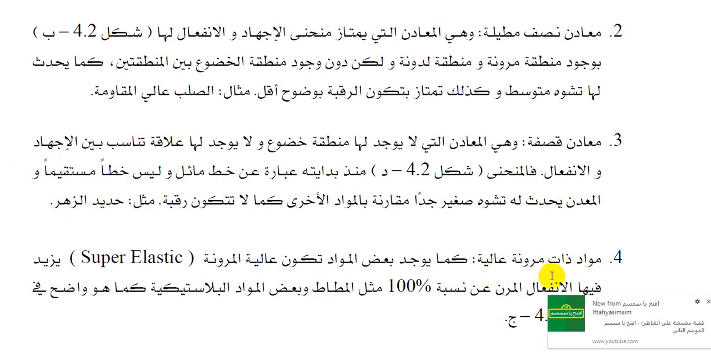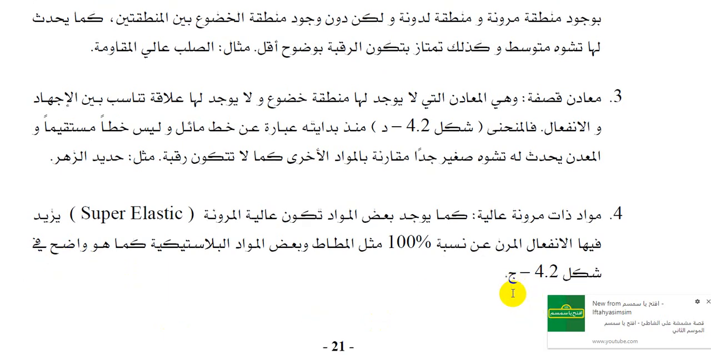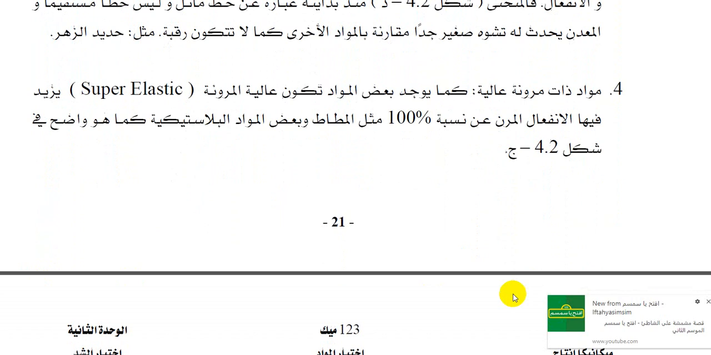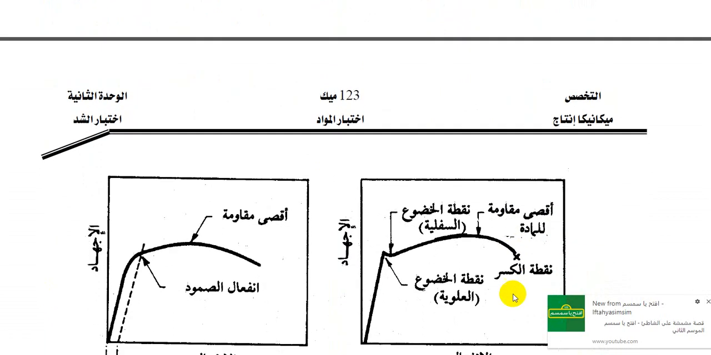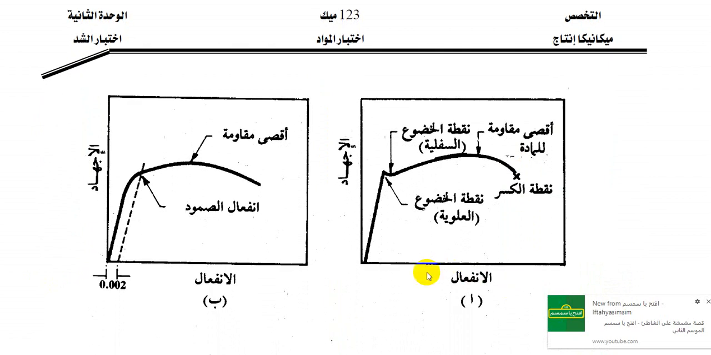High plasticity or high elasticity materials are the fourth article. High plasticity materials exhibit elastic strains of up to 100%, such as elastomers and plastic materials, as illustrated and clarified in figure 4.2g. As you can see, this is a stress strain curve for the ductile materials.